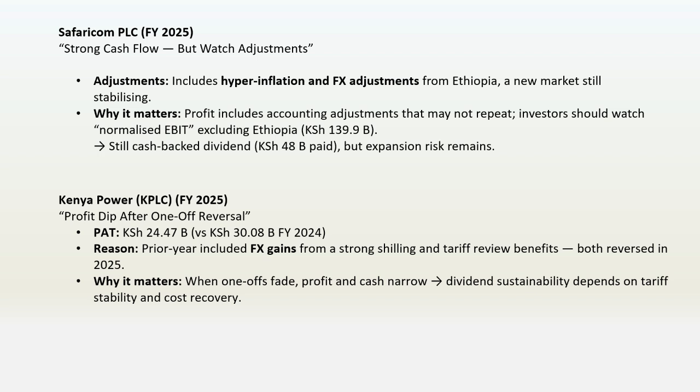So Safaricom, again from the previous video, strong cash flow, but always watch adjustments. So if you look at their financial results, they include hyperinflation and FX adjustments from Ethiopia. These are markets that are still stabilizing. Why do these matter? Because profit includes these accounting adjustments that may not repeat in the near future. What if they decide to sell that unit or to close it down? So you need to always check whatever is reported in the financial results.